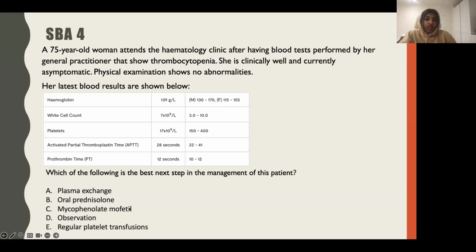Your next SBA, a 75-year-old woman attends the hematology clinic after having blood tests performed by her GP that show thrombocytopenia. She's clinically well and currently asymptomatic. Physical examination shows no abnormalities. Her latest blood results are shown below. Which of the following is the next best step in the management of this patient?